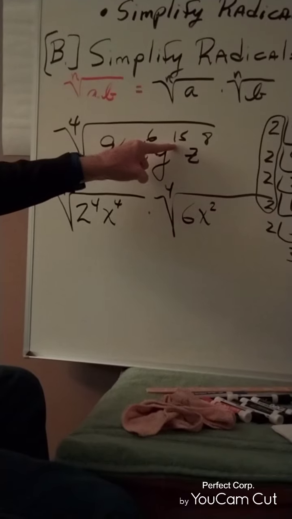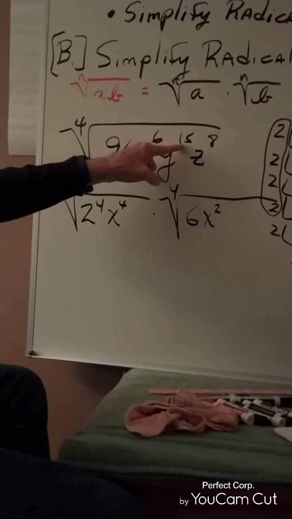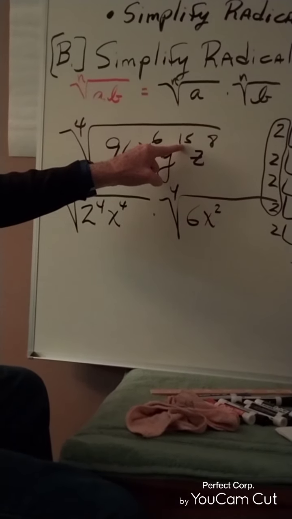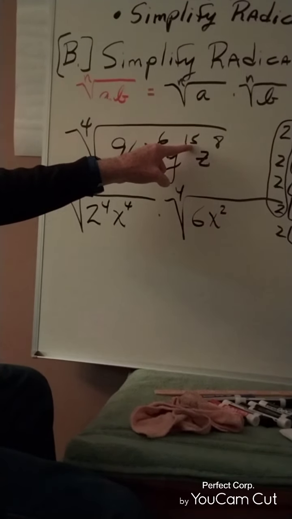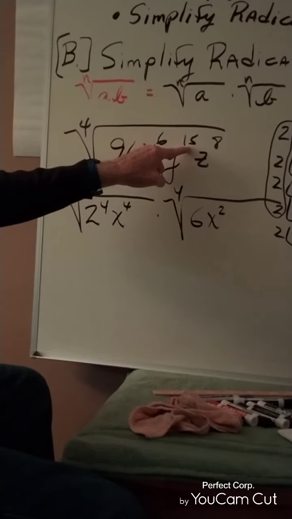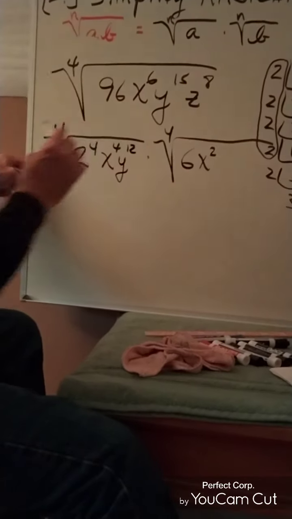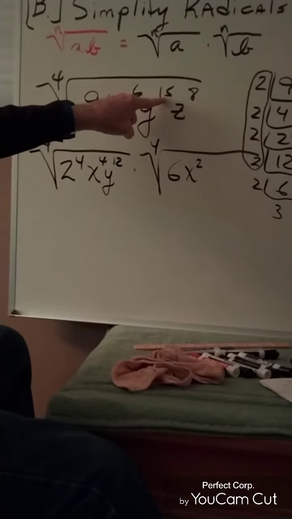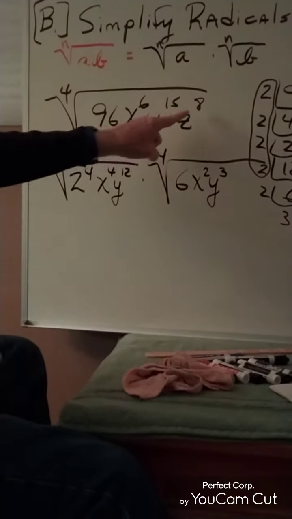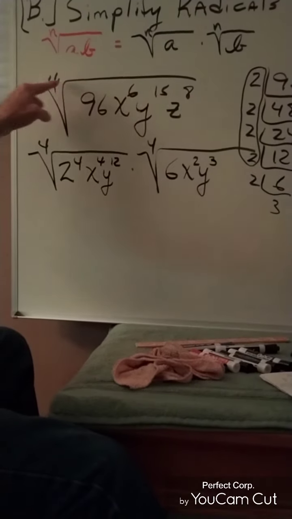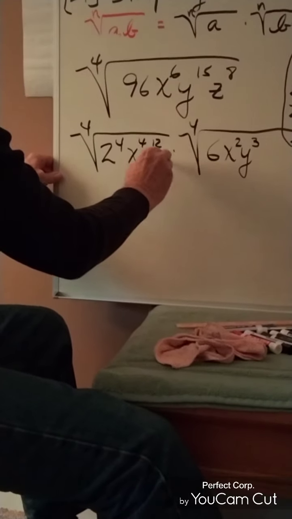Go to the y to the 15th. 15 is not evenly divisible by 4. We go down from 15 until we hit the very first number that is divisible by 4. No for 14. No for 13. Yes for 12. So we can pull out a y to the 12th, and 12 subtracted from 15 would leave us with a y cubed. Then go to the z to the 8th. 8 is evenly divisible by 4. Z to the 8th is a perfect 4th.